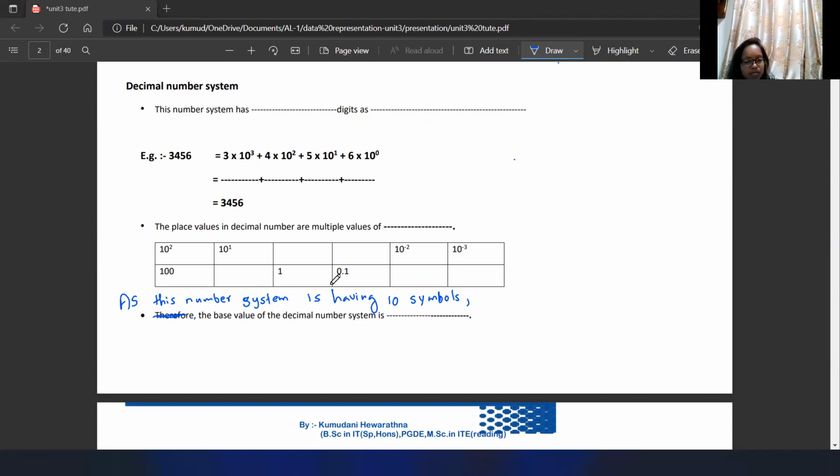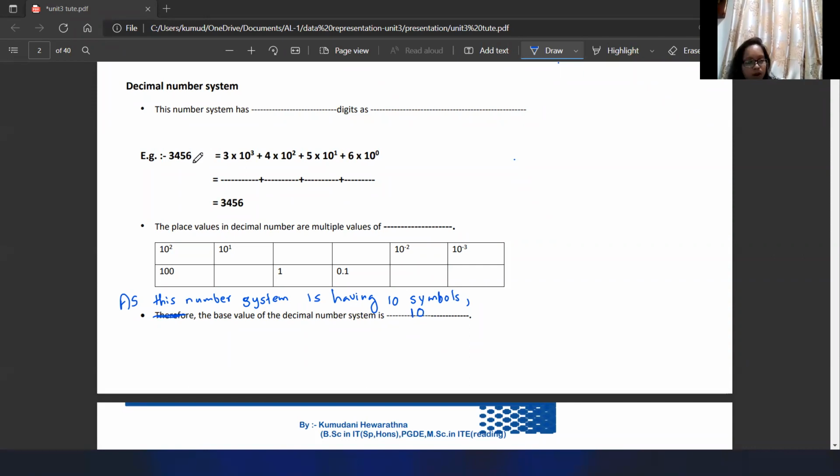As this number system is having 10 symbols, the base value of the decimal number system is how much? 10. The base is 10. Why the base is 10? Because this number system is having 10 symbols, 10 different digits. That is why we call this as the base is 10 here.